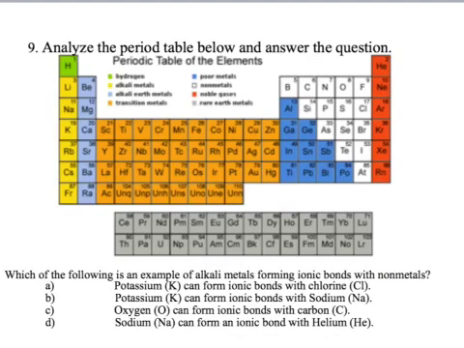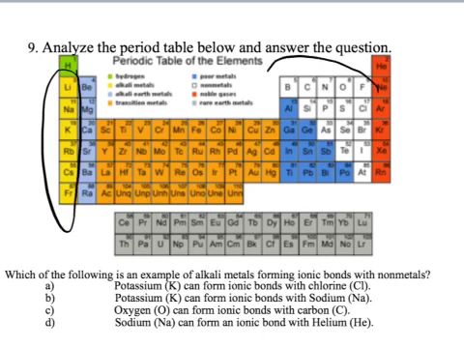Analyze the periodic table to answer the question. Which of the following is an example of an alkali metal forming an ionic bond with a nonmetal? So an alkali metal is right here, family number 1. Nonmetals would be anything right around here. Potassium can form an ionic bond with chlorine. Is potassium an alkali metal? Yes, it is. Is chlorine a nonmetal? Yes. So A is probably our choice, but let's double check.